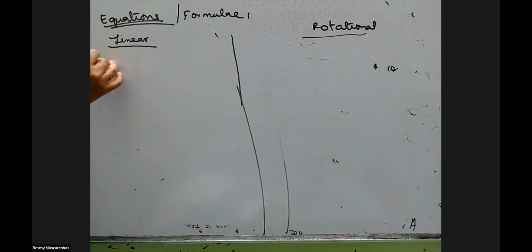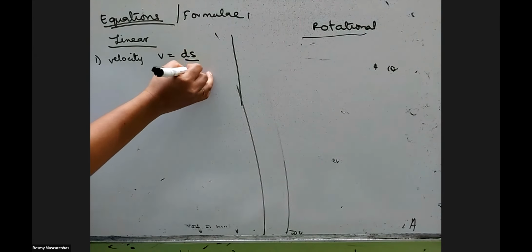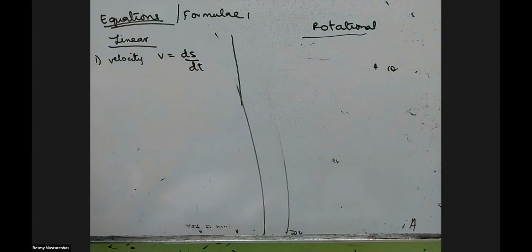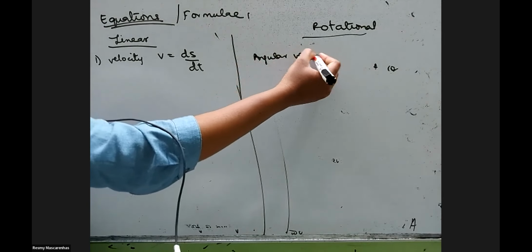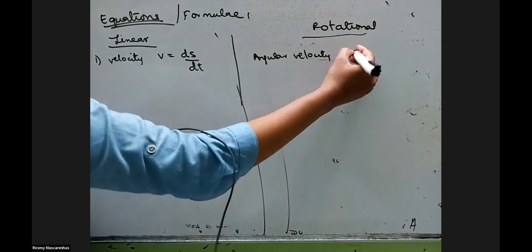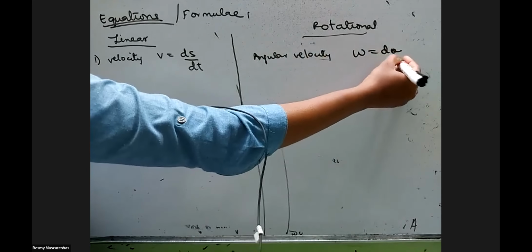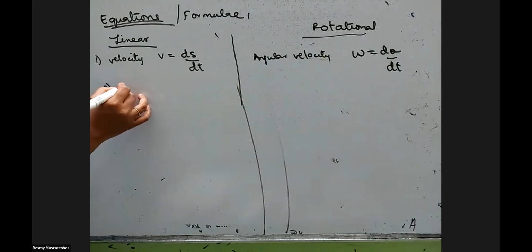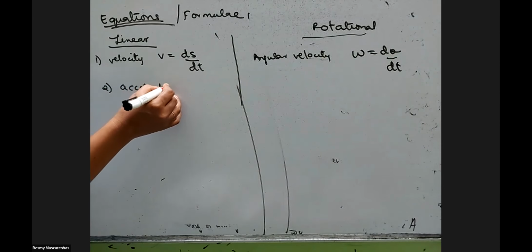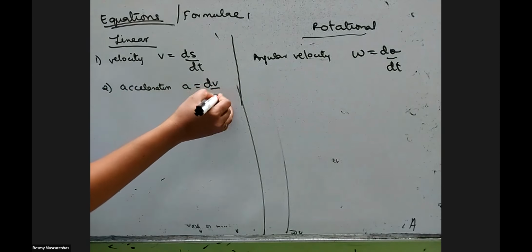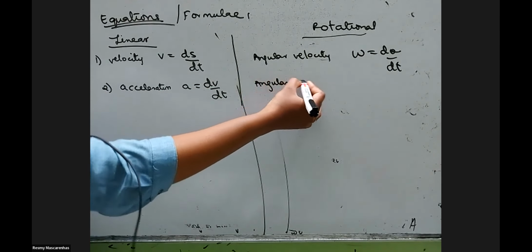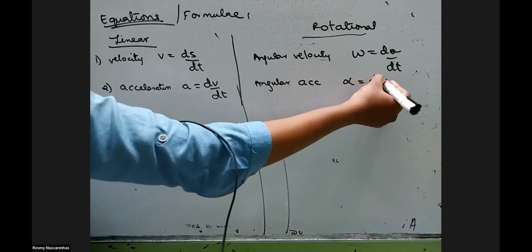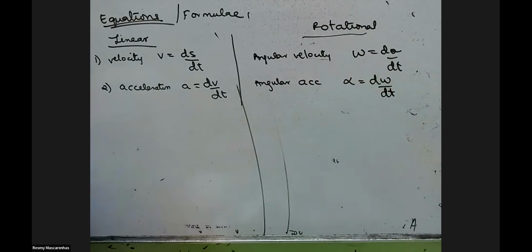First one, velocity is change in distance upon time. Angular velocity, omega is d theta upon dt. Here it is, acceleration is change in velocity upon time. Here angular acceleration, alpha is change in angular velocity upon time.